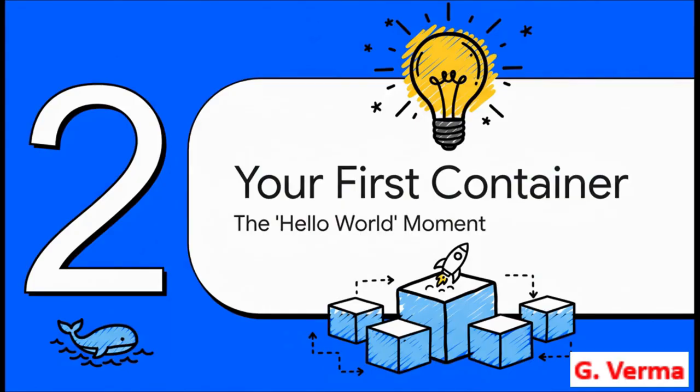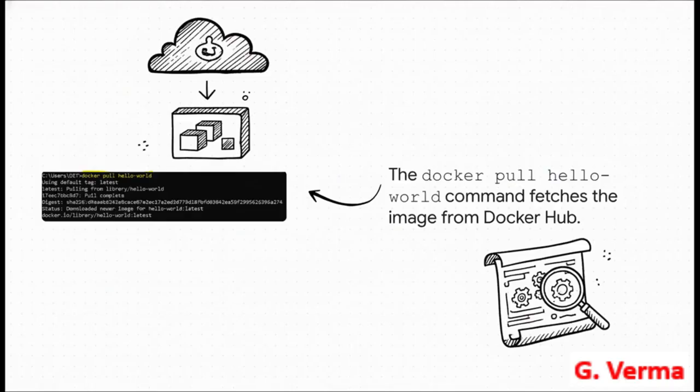Let's move on to section 2. This is where you get that aha moment. It's time to run your very first Docker container. So we're going to start with a command called docker pull. Now, what's an image? Think of it like a blueprint or maybe a recipe for an application. It has everything needed to run that piece of software. So when we type docker pull hello-world, we're telling Docker, hey, go to your big public library, which is Docker Hub. Find me the blueprint for hello world and download it to my computer.